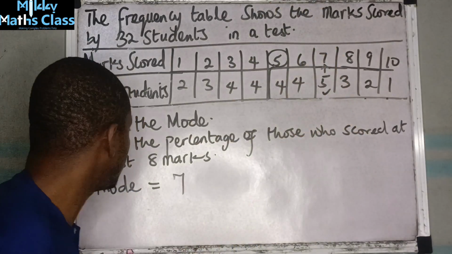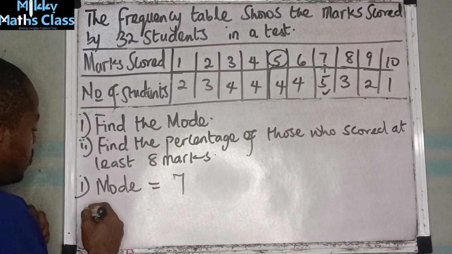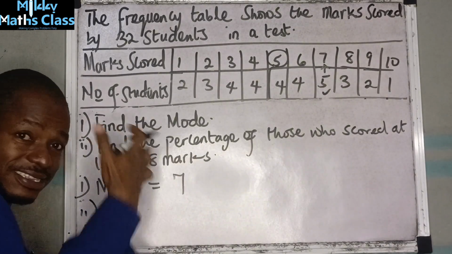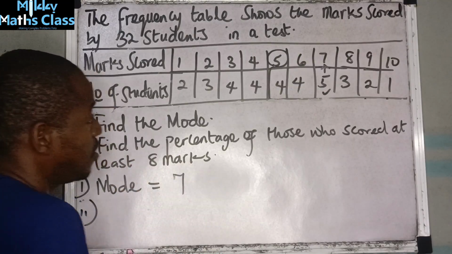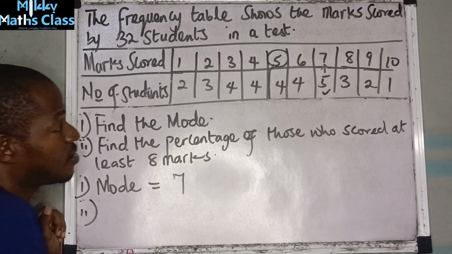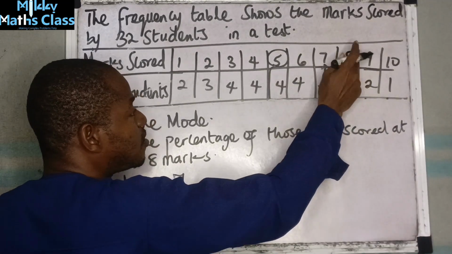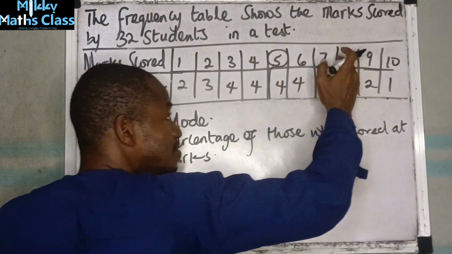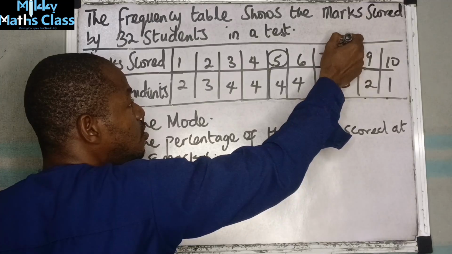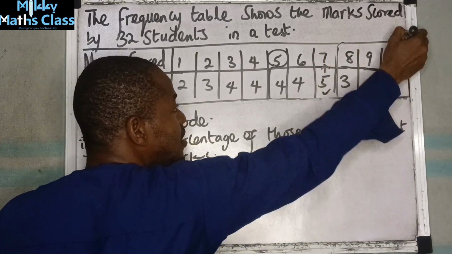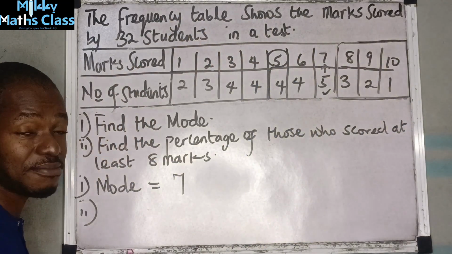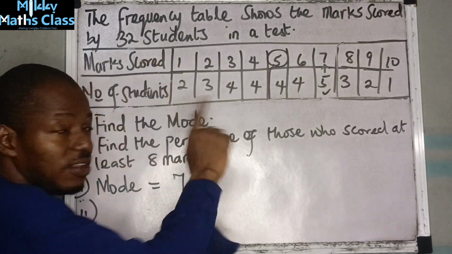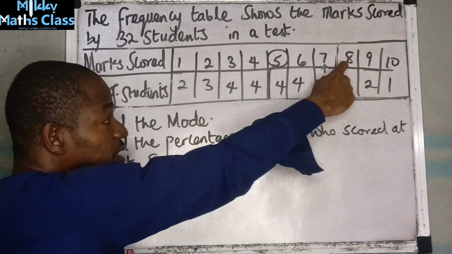The number that has it, that's the mode, which is 7. Now the second one says find the percentage of those who scored at least 8 marks. That means the minimum mark they got was 8. Look at those that scored 8. At least, that's the smallest mark. At least 8 and above. So this is that portion. Those that scored 8, the least mark you have there is 8. So all these ones here don't qualify because they didn't score up to 8.